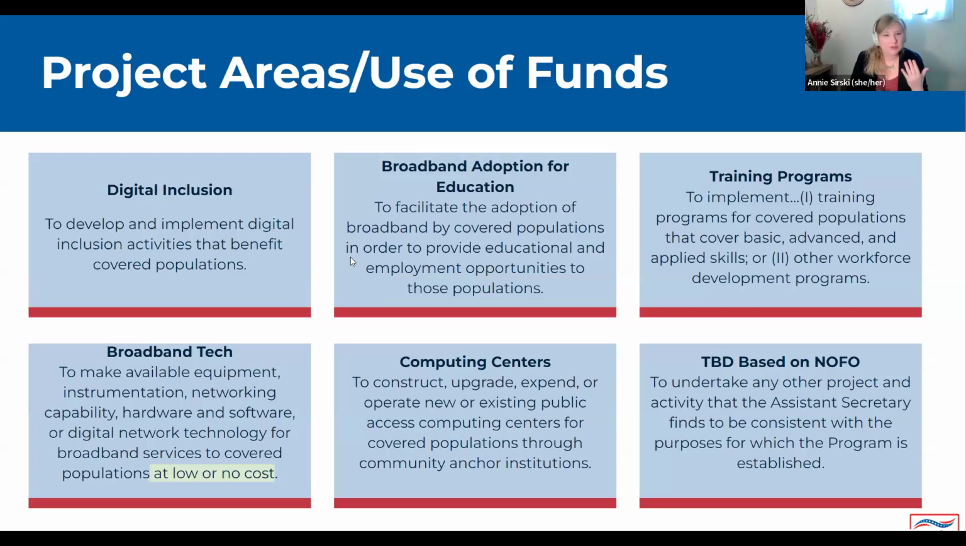And so we have digital inclusion, which must pertain to these covered populations. We have broadband adoption in the education space, and this could be workforce development or some of those educational agencies that Megan has talked about. We have training programs. We have the tech that makes broadband work, that helps people actually adopt and use the infrastructure that programs like BEAD are implementing. We have computing centers, which is a great continuation of some of the grant funding that may have come as an emergency measure during COVID.